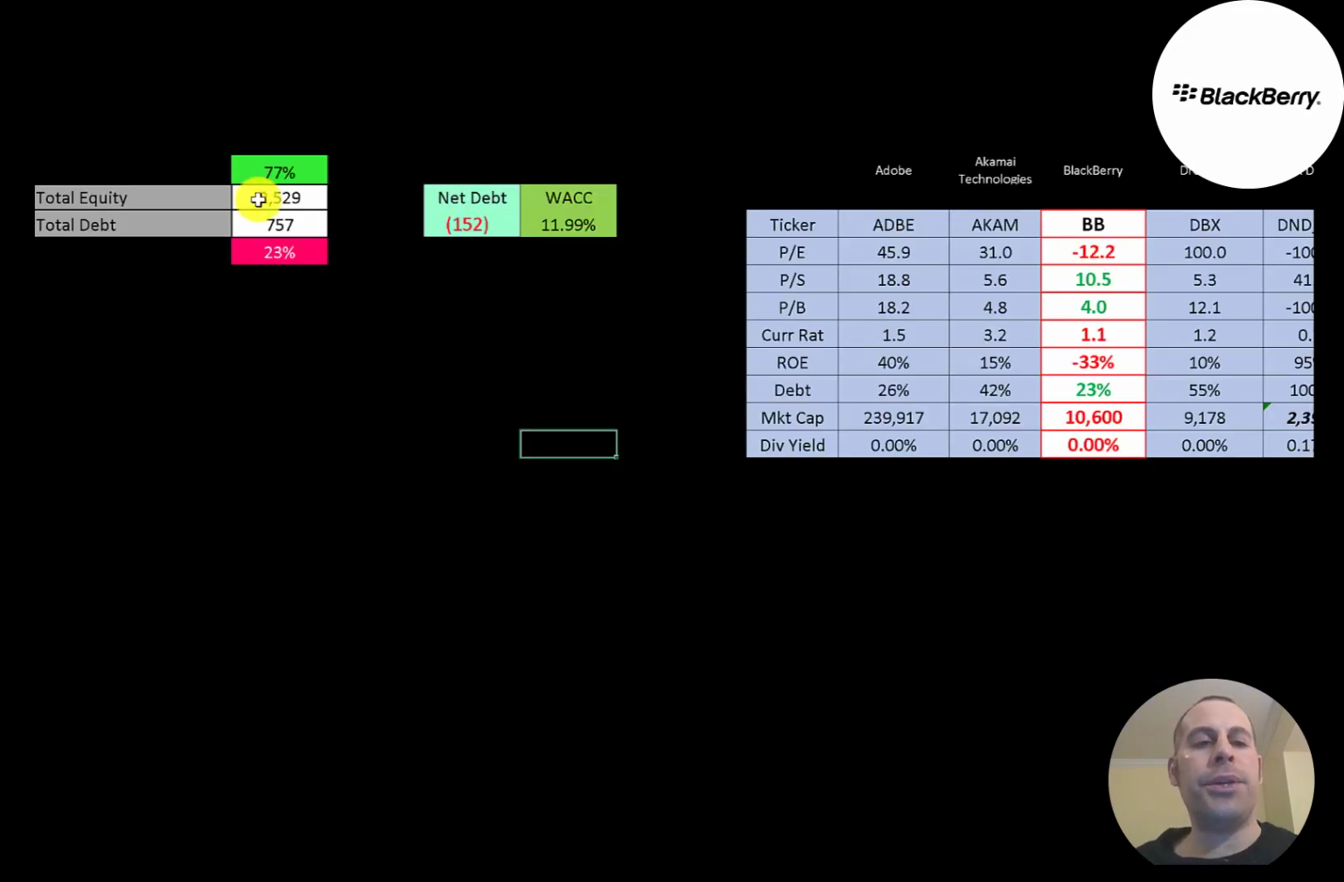Let's look at a capital structure. $2.5 billion of equity, $757 million of debt. They're 77% equity, 23% debt. Their net debt is negative $152 million. That means they can use the cash in their balance sheet to pay down all their debt, and they'll still have over $150 million left over. Their WACC is 12%, and that's a discount rate we're gonna apply to the future cash flows.